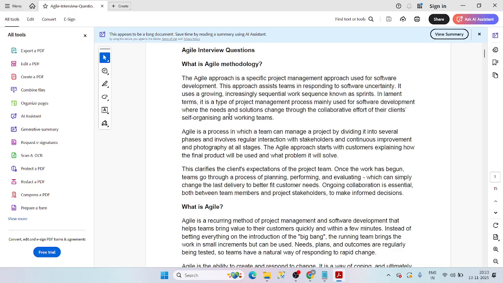So this is the definition of agile. The agile approach is a specific project management approach used for software development. This approach assists teams in responding to software uncertainty. It uses a growing, incremental work sequence known as sprints. In layman's terms, it is a type of project management. If you feel that this is hard for you, skip it, guys.